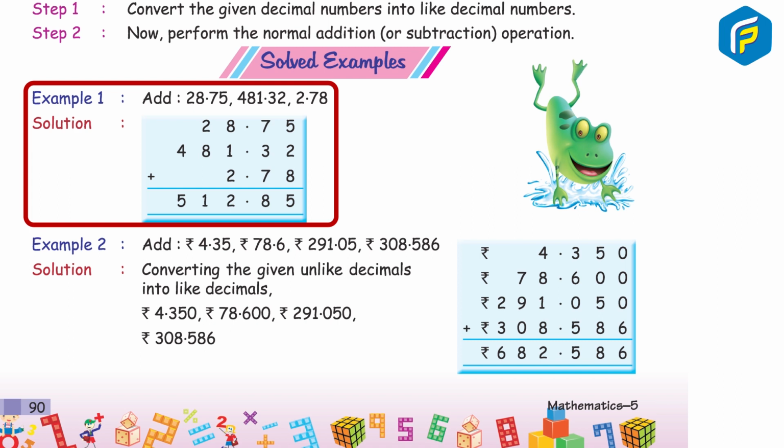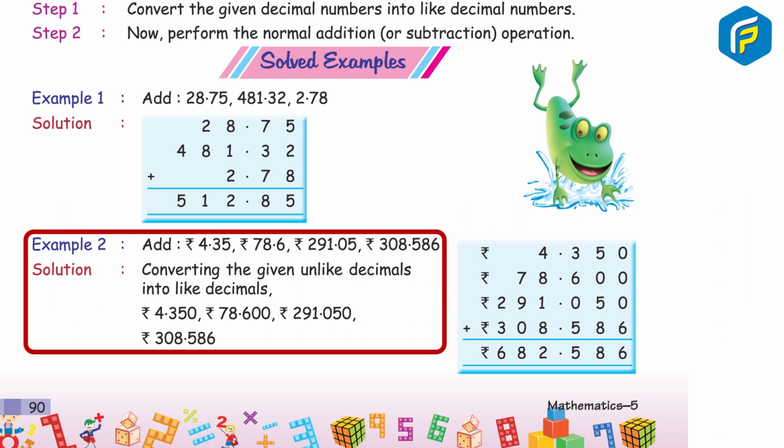Solution. 28.75 plus 481.32 plus 2.78 is equals to 512.85. Example 2. Add rupees 4.35, rupees 78.6, rupees 291.05, rupees 308.586. Solution. Convert the given unlike decimals into like decimals. Rupees 4.350, rupees 78.600, rupees 291.050, rupees 308.586.